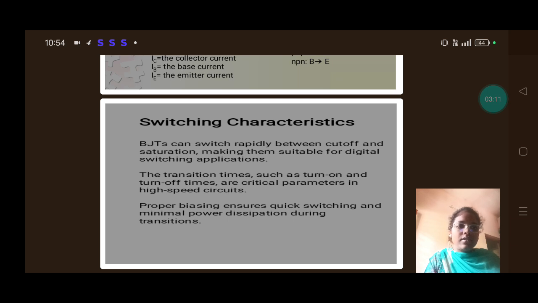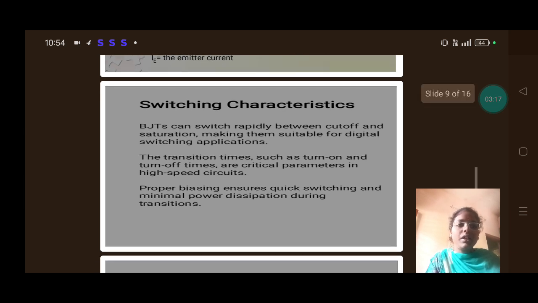Switching characteristics. A bipolar junction transistor can switch rapidly between cutoff and saturation, making it suitable for digital switching applications. The transition times, such as turn-on and turn-off times, are critical parameters in high-speed circuits. Proper biasing ensures quick switching and minimal power dissipation during transition.